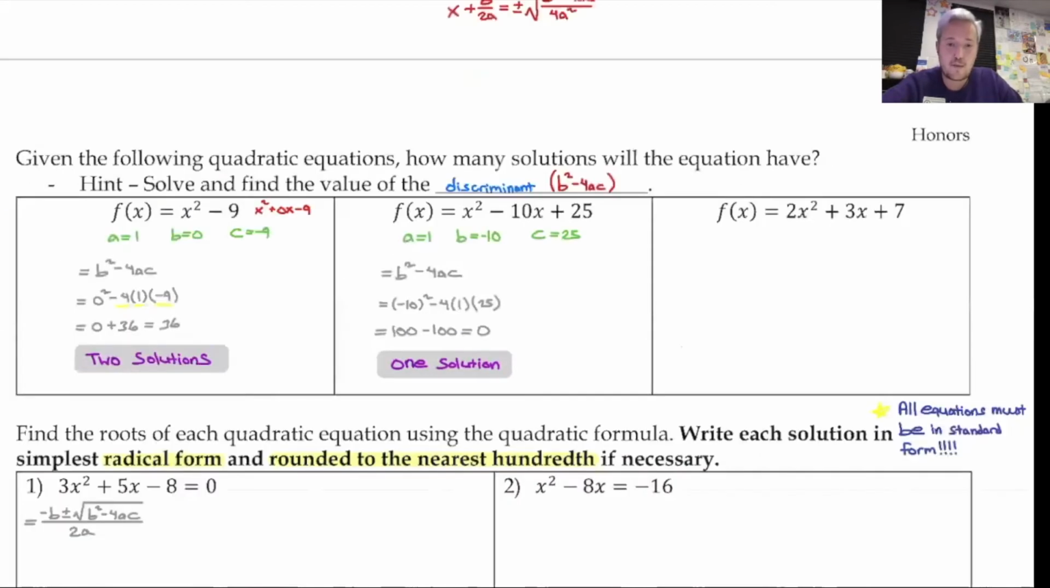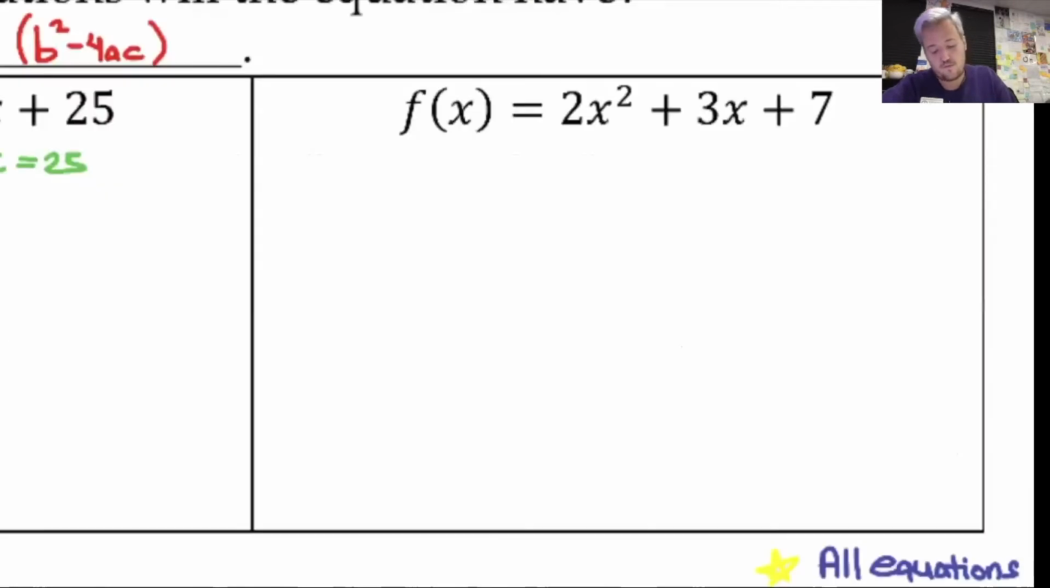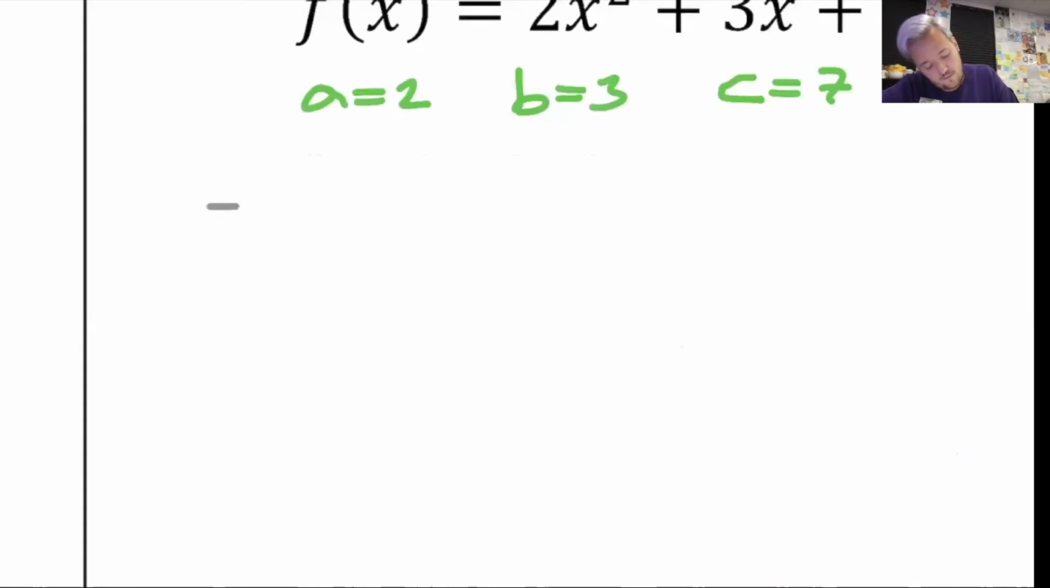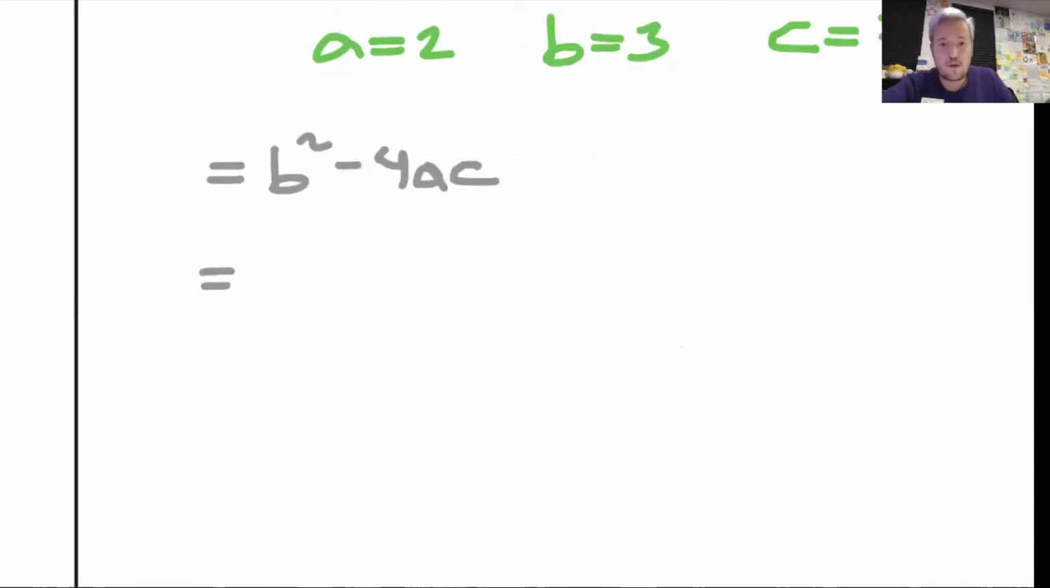All right, and then we're going to do the same idea for this last one over here. So I would say pause here, try this one on your own. Or not, it's up to you. So we have an a value of 2, a b value of 3, and a c value of 7. All right, so we have b squared minus 4ac. All right, so now I'm going to plug in all my values. So I have 3 squared minus 4 times 2 times 7.